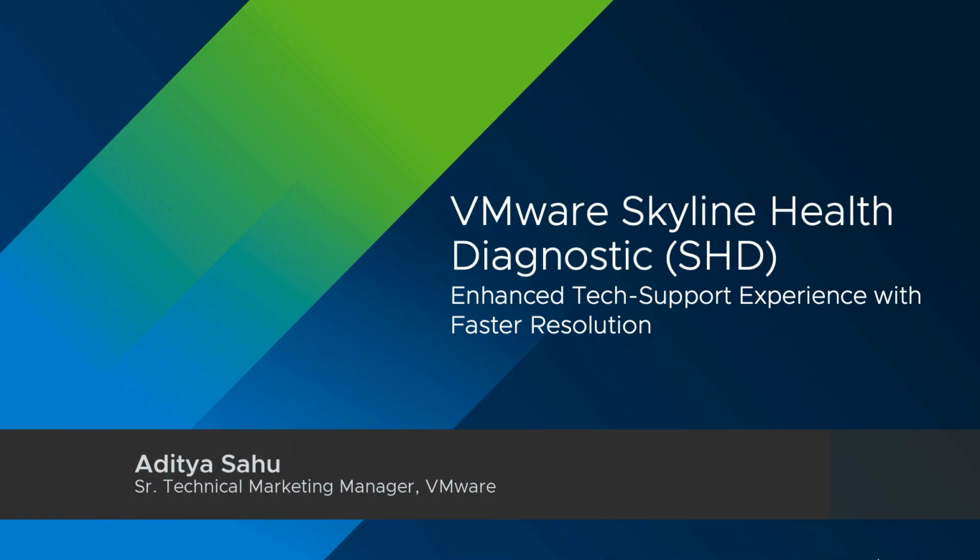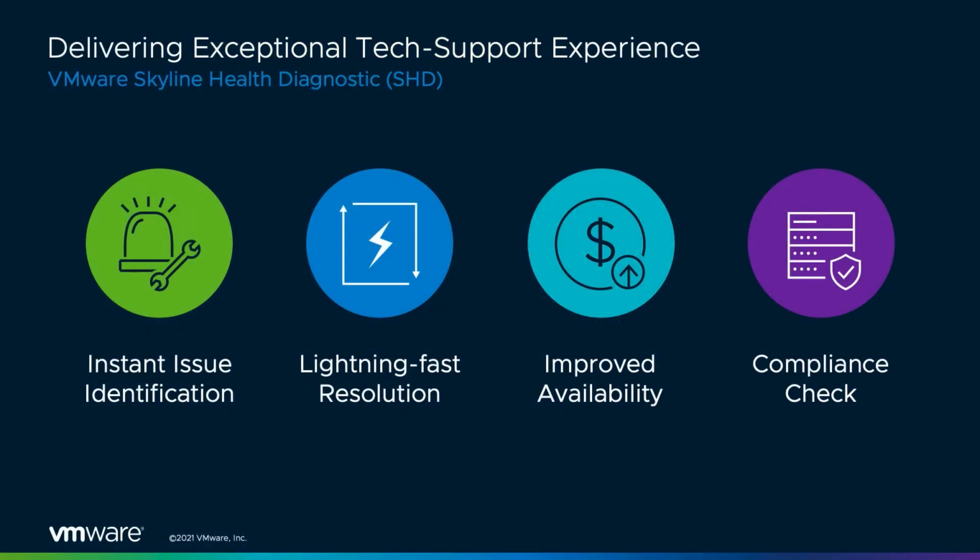VMware Skyline Health Diagnostic, or SHD, is a self-service on-premises tool that deeply analyzes the logs for issues detection and root cause analysis. After detecting an issue, SHD recommends appropriate VMware Knowledge Base articles for the remedial steps. SHD fastens the overall troubleshooting process significantly and reduces the resolution time greatly.